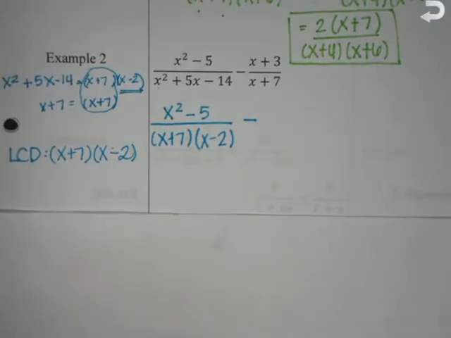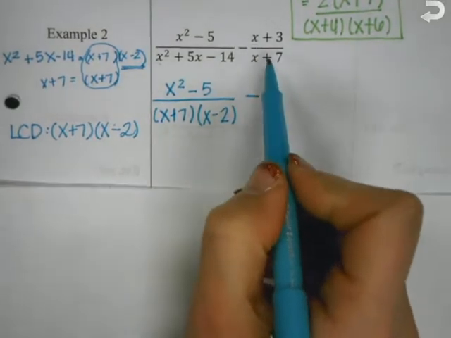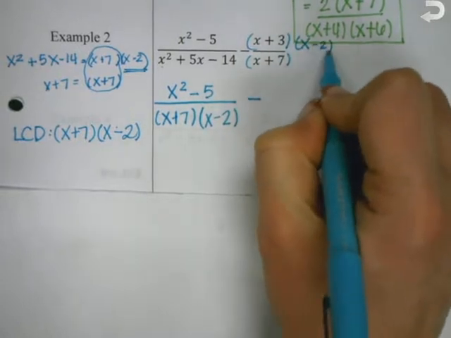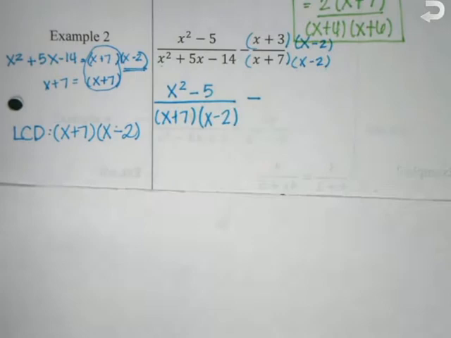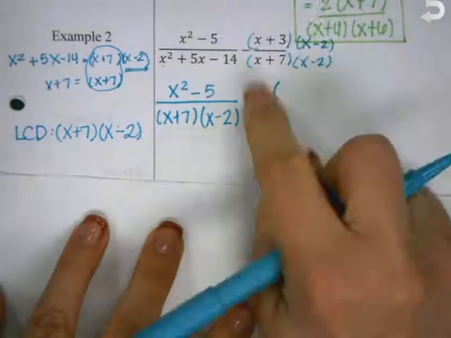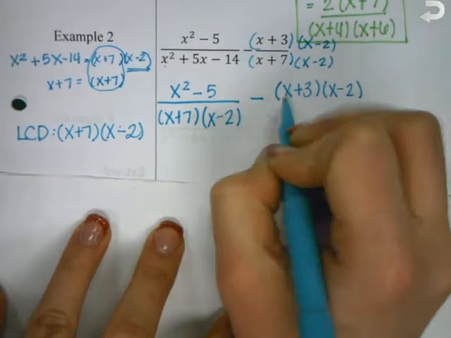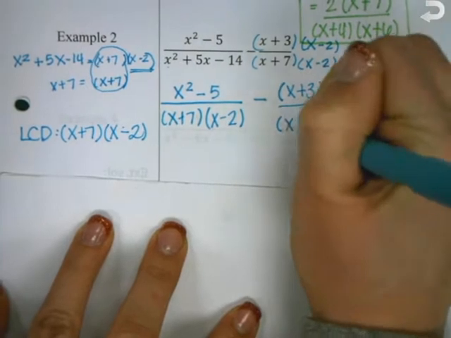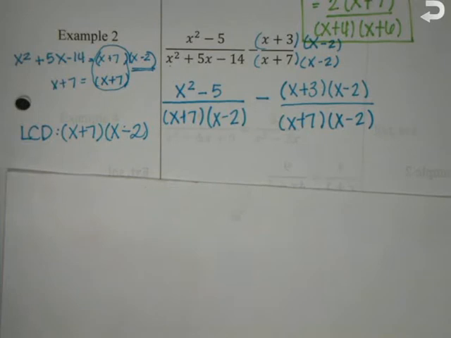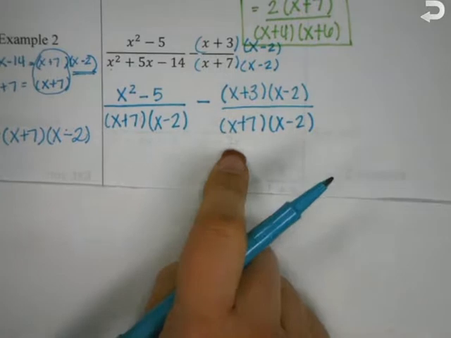Okay, which term is this one missing? Just the x minus 2. So we're only going to multiply by x minus 2 on top and bottom. So this would become minus x plus 3 times x minus 2 over x plus 7, x minus 2. And this was the step that I skipped on the last one that I should have written out. Okay, now we have common denominators.